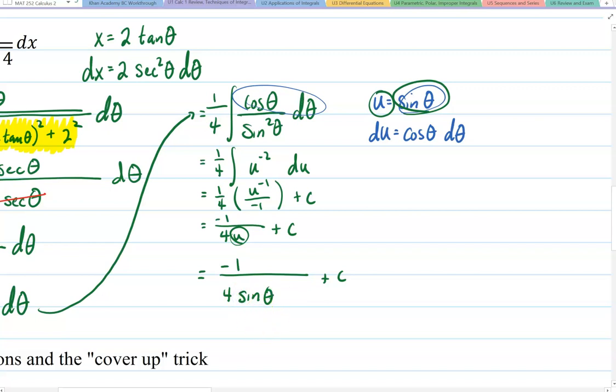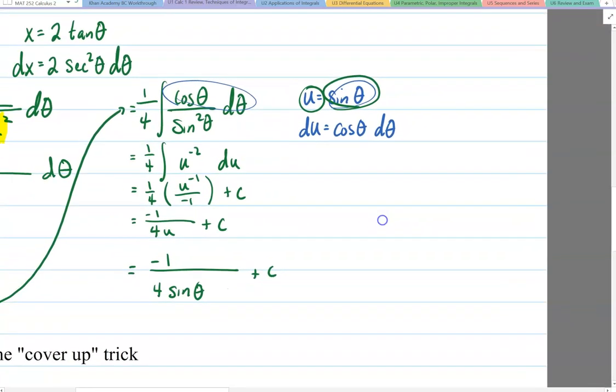But our original problem was not in terms of theta either. It was not u, it was not theta. We've got to get it back to x. So let's use a triangle then and make that correction. We saw this trick before, that if x is equal to 2 tangent of theta, then x divided by 2 is equal to tangent of theta. And that would represent a right triangle that has these characteristics.